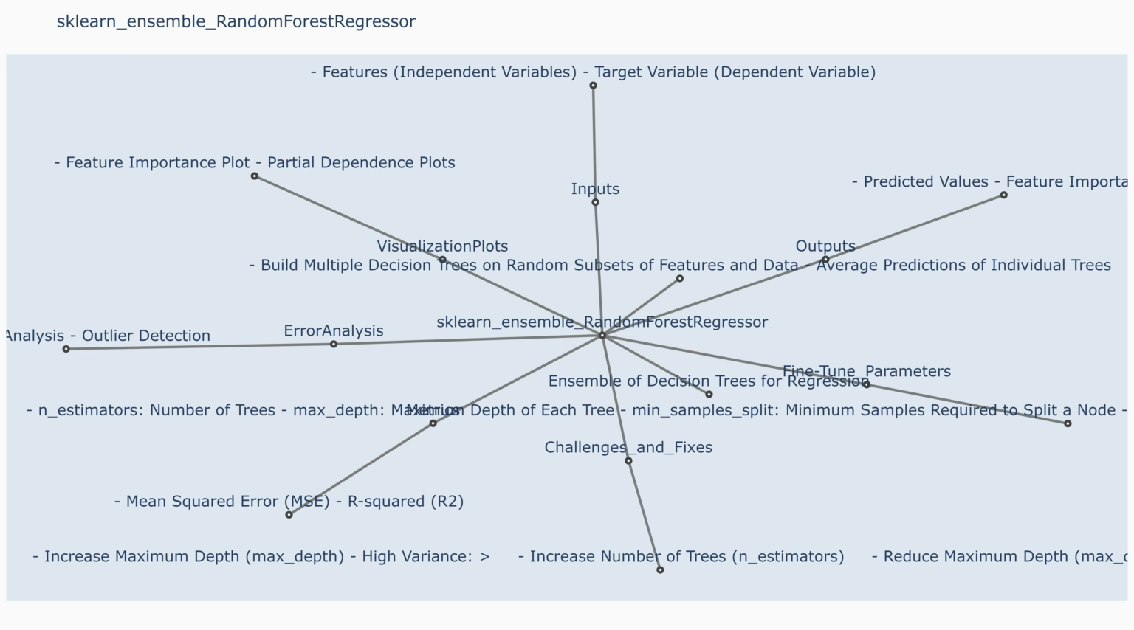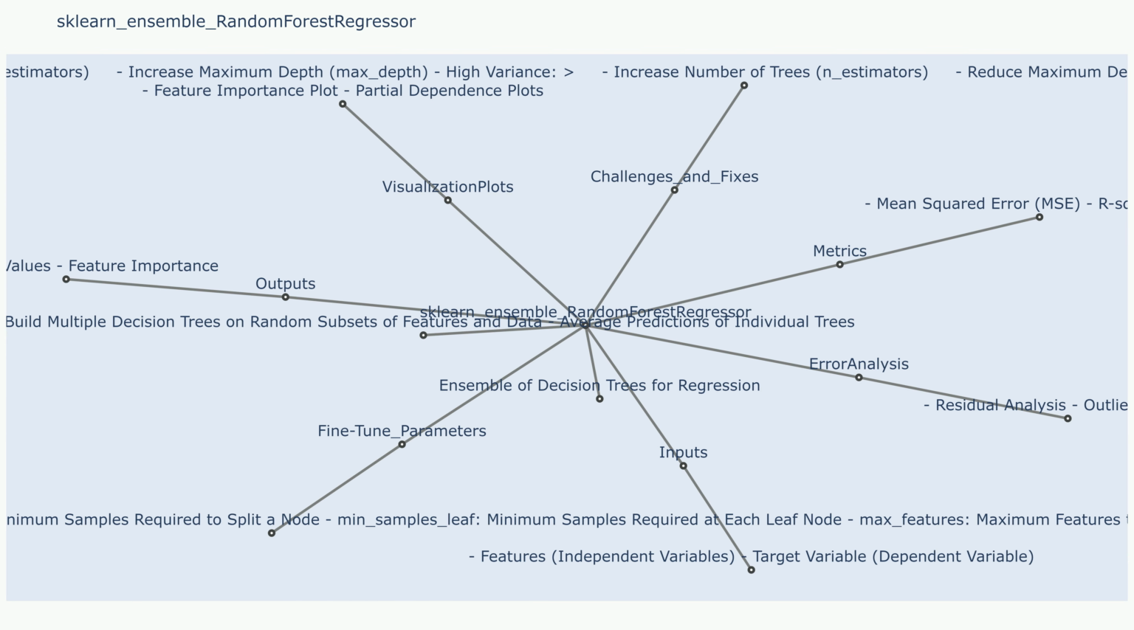Sklearn Ensemble Random Forest Regressor. Description: The random forest regressor is an ensemble learning method for regression that operates by constructing a multitude of decision trees during training and outputting the mean average prediction of the individual trees. Each tree is built on a random subset of the features and training samples. This process helps to mitigate overfitting and enhance the model's generalization ability.